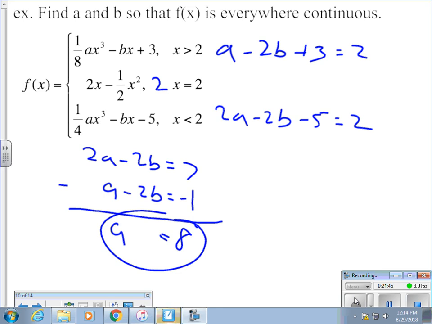Okay, take 8 and plug it in for A in either equation. I would put it in here. 8 minus 2B is equal to -1. -2B is equal to -9. B equals 9/2.